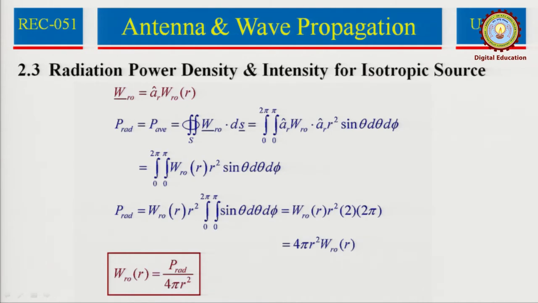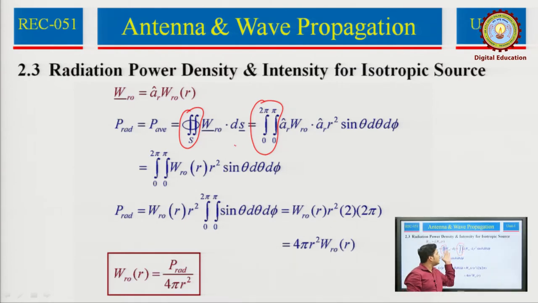Here we show the same process, how we are obtaining this. P radiation, or the average value of power, is nothing but the power density integrated over the solid angle, 0 to 2 pi, 0 to pi, over the incremental surface area dA or dS, and dS is nothing but r square sin theta d theta d phi, which we discussed earlier. As soon as this W is independent of theta and phi, independent of direction, it is treated as a constant. Why? Because an isotropic source radiates uniformly over all directions, so it is independent of theta and phi.